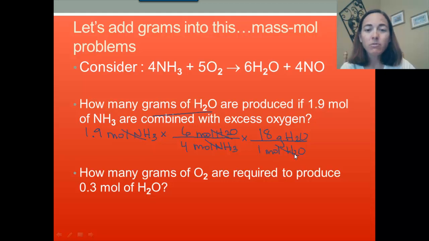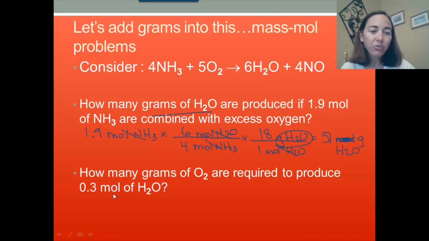Now moles of water here cancels with moles of water. The math is going to be 1.9 times 6 times 18. Multiply all those numbers across the top, and then divide by 4 on the bottom. And you get 51.3. So I'm going to round that off to 51 moles. Oops, sorry, it's not moles. I'm going to round that off to 51 grams of water. That's the unit that I'm left with right there. So if you react 1.9 moles of NH3, you will make 51 grams of water.